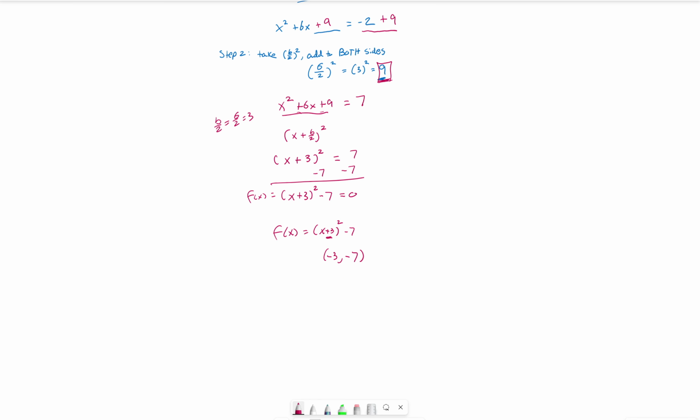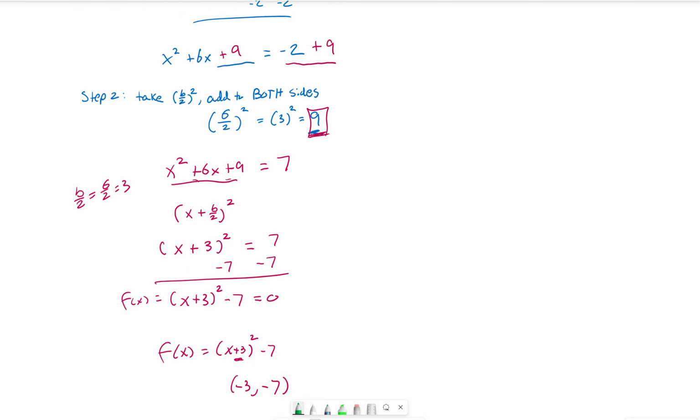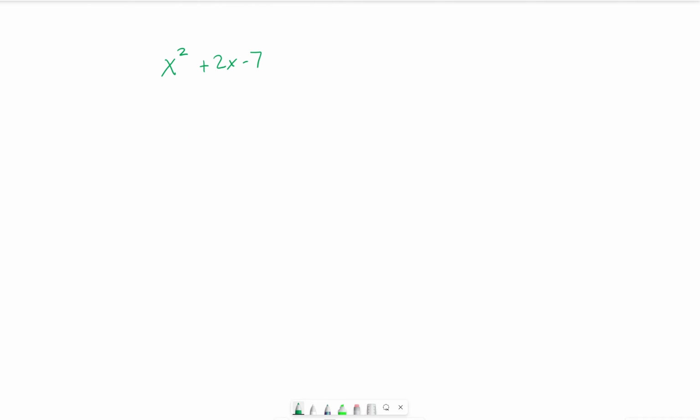We can look at another example here real quick. I'm just going to keep breezing through it. You can pause the video if you need to. So let's do x squared plus 2x minus 7. Okay. Just want to make sure I wasn't doing the same one. All right, so equals 0. Well, let's complete the square.